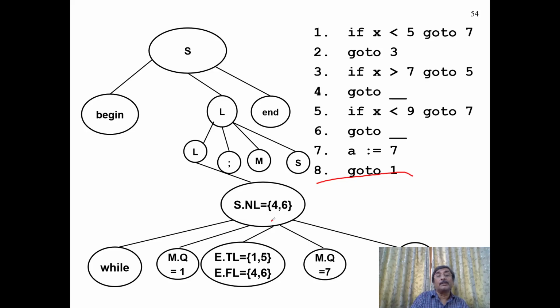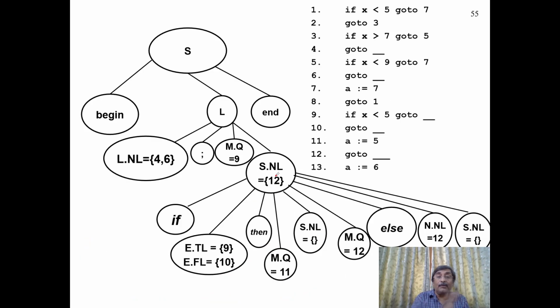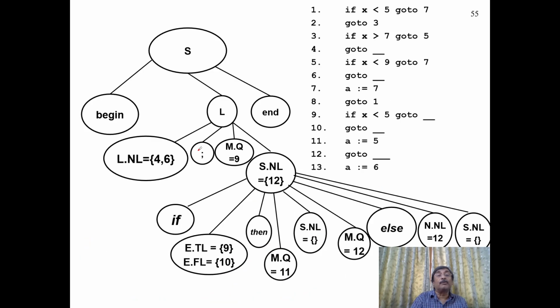I have S dot nl is equal to 4,6. For that matter, this part is also not relevant for us because we have done this, right? We have done this, only after that we got these 8 lines and this S dot nl is filled up. So we remember that, and not only that, this S is produced from L. So I remember I have a production rule like L produces S. Only one semantic action, L dot nl is equal to S dot nl.